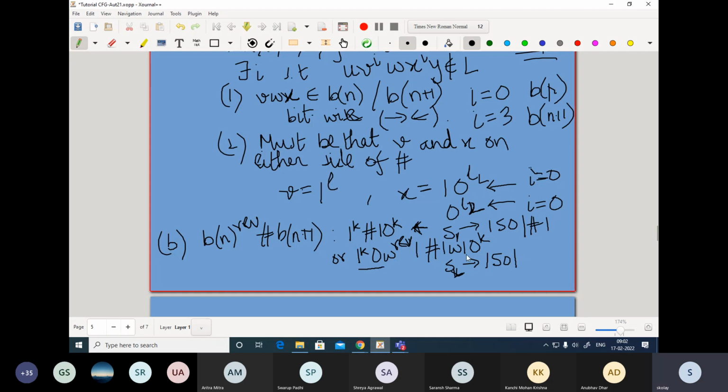So up to a certain point, it's the opposite of each other. Then it becomes the same thing. And then there is the hash.